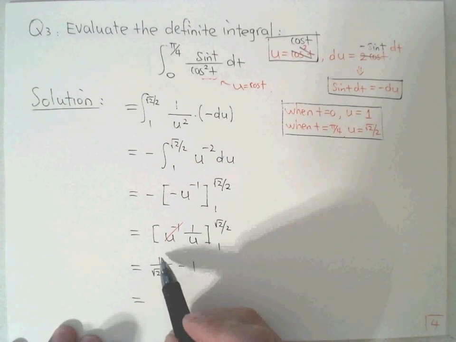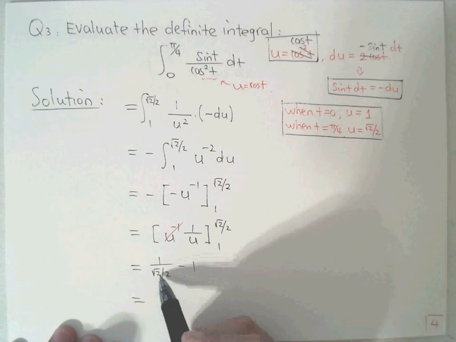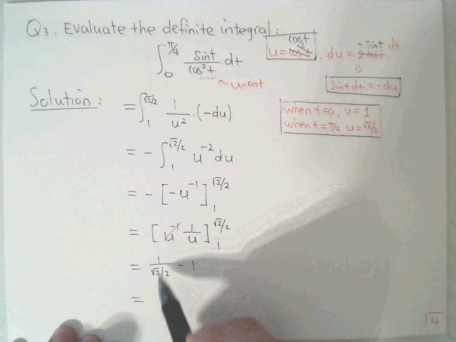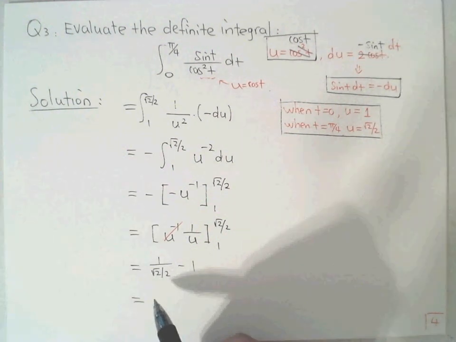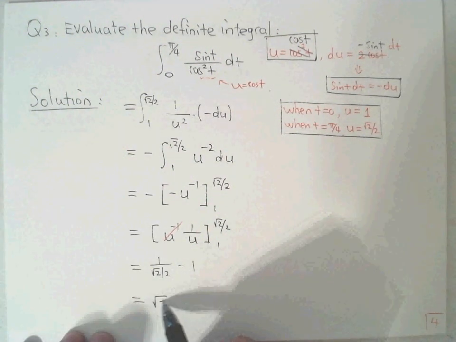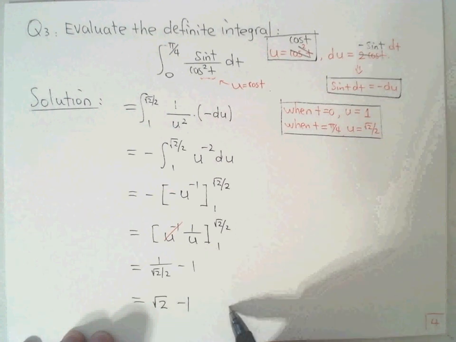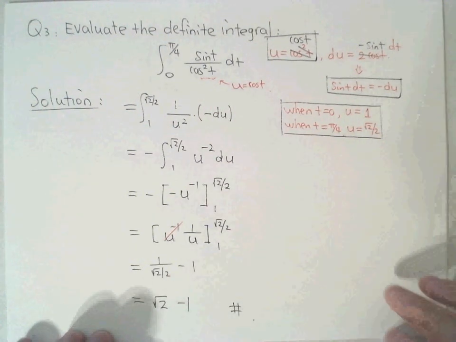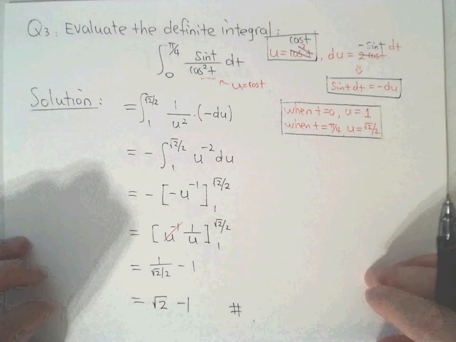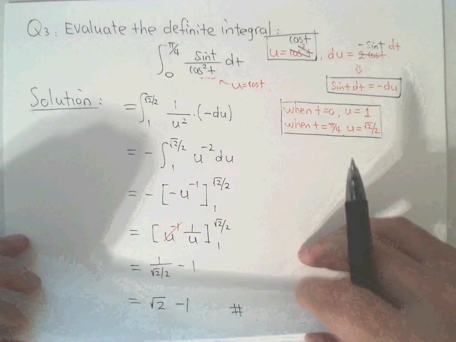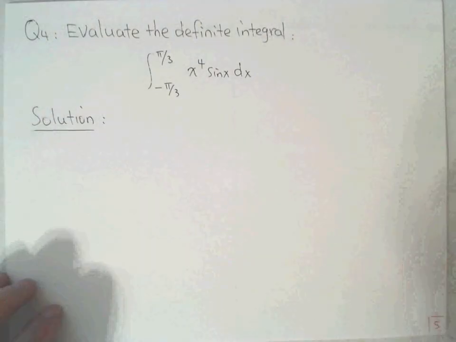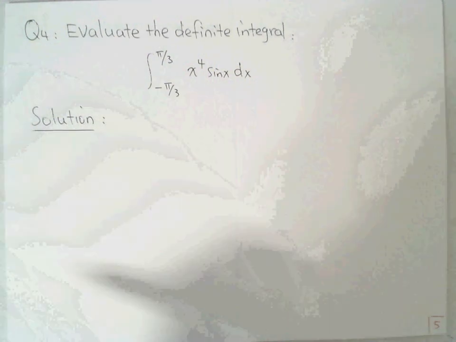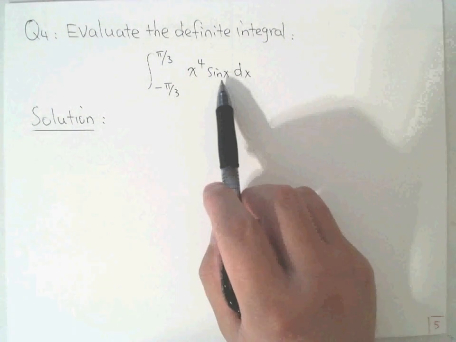Okay, simplify this. This is times 2, so it goes to 2 over square root of 2 times the square root of 2, both numerator and denominator. What do we get? We get square root of 2, and then minus 1. This is the result. Okay, we look at one more here. So how about this one?